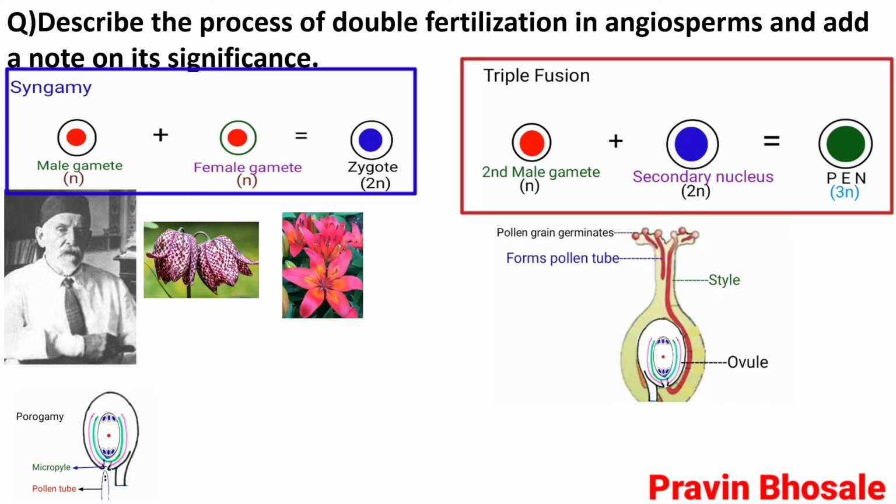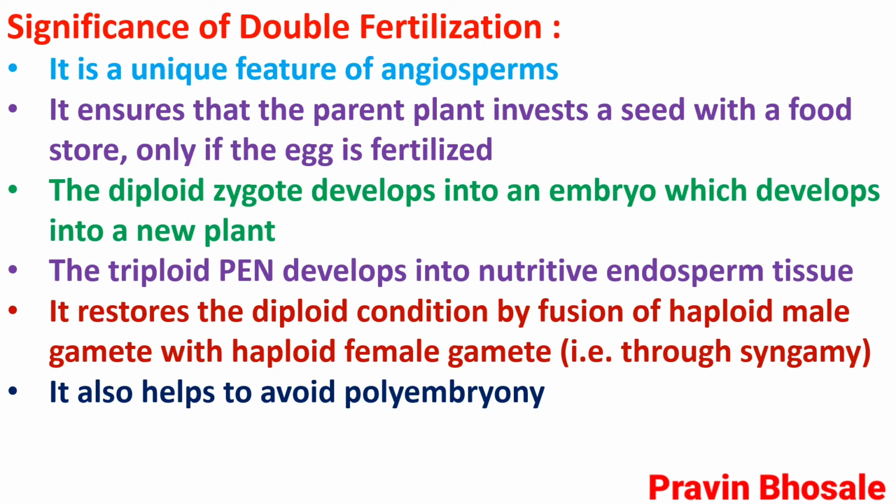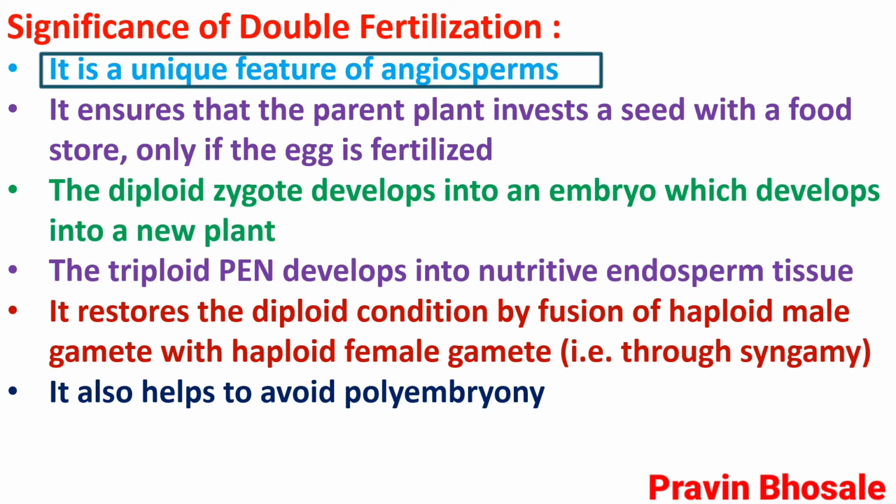When the pollen tube passes through the micropyle, it is porogamy. When it passes through the chalaza, it is called chalazogamy. When it passes through the integument, it is called mesogamy. Significance of double fertilization. It's a unique feature of angiosperms.